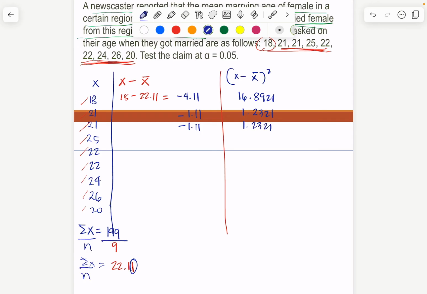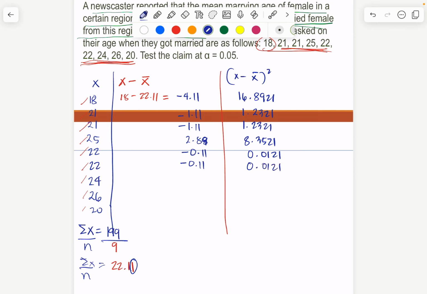The next one has the same answer, 1.2321. Then 25 minus 22.11 is 2.89. 2.89 squared will be 8.3521. Next, 22 minus 22.11. That is negative 0.11 squared. So that is 0.0121. The next answer is the same, negative 0.11 and 0.0121.